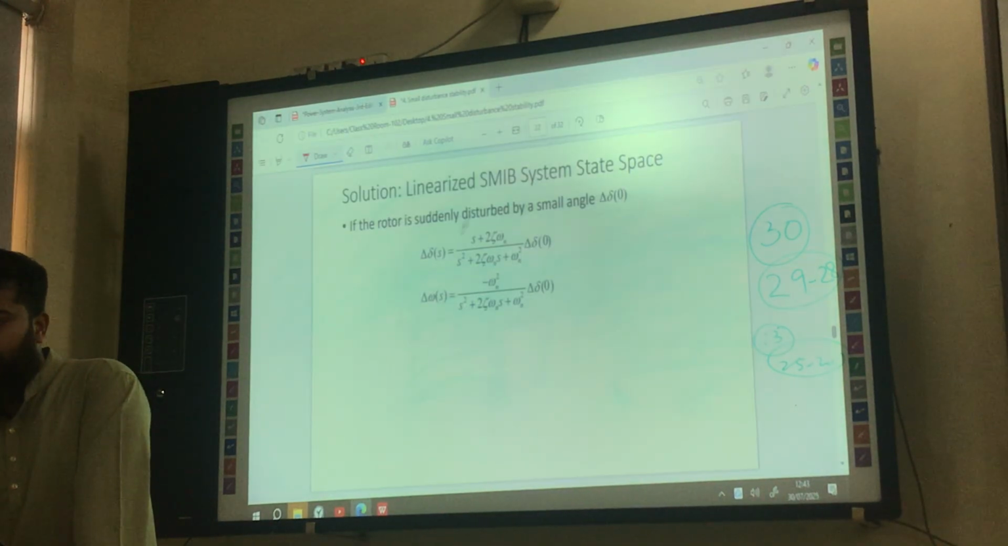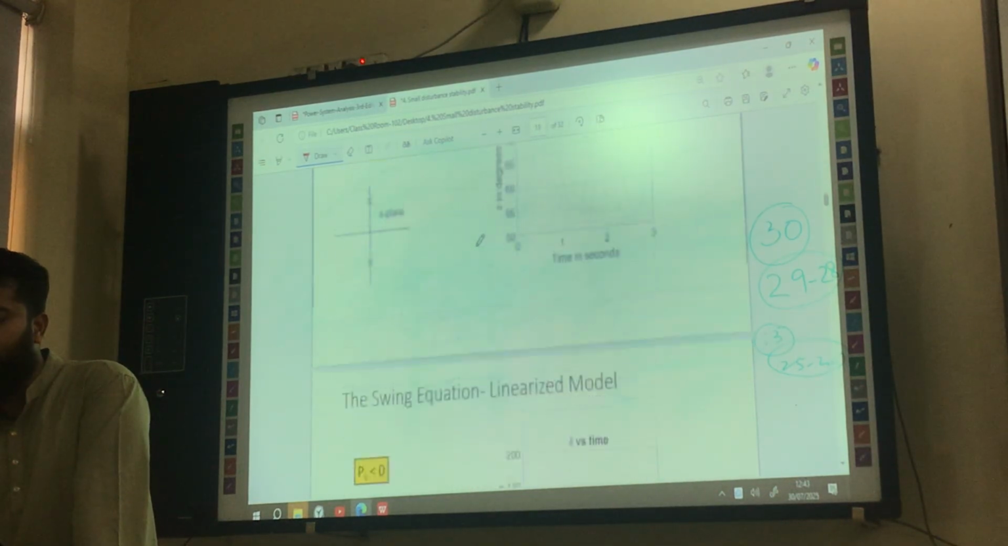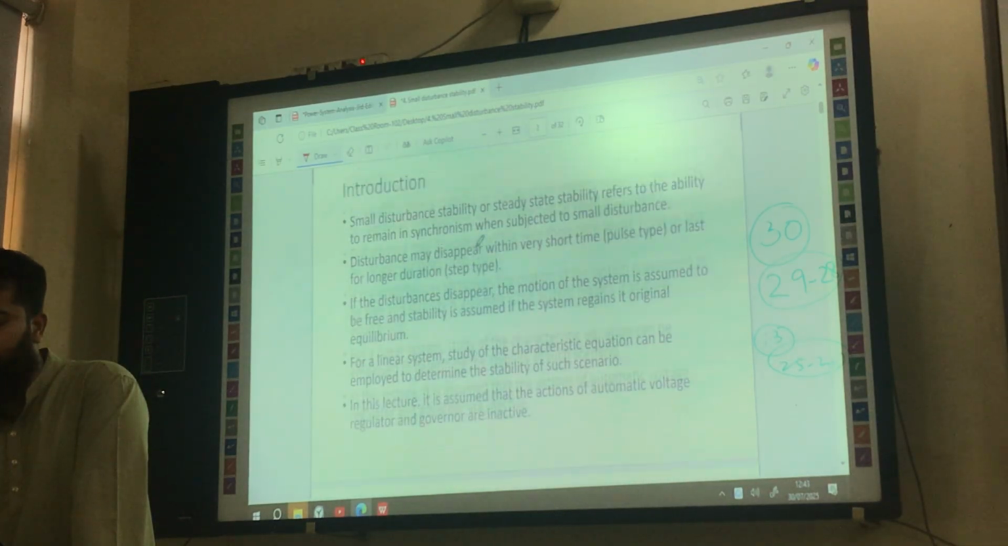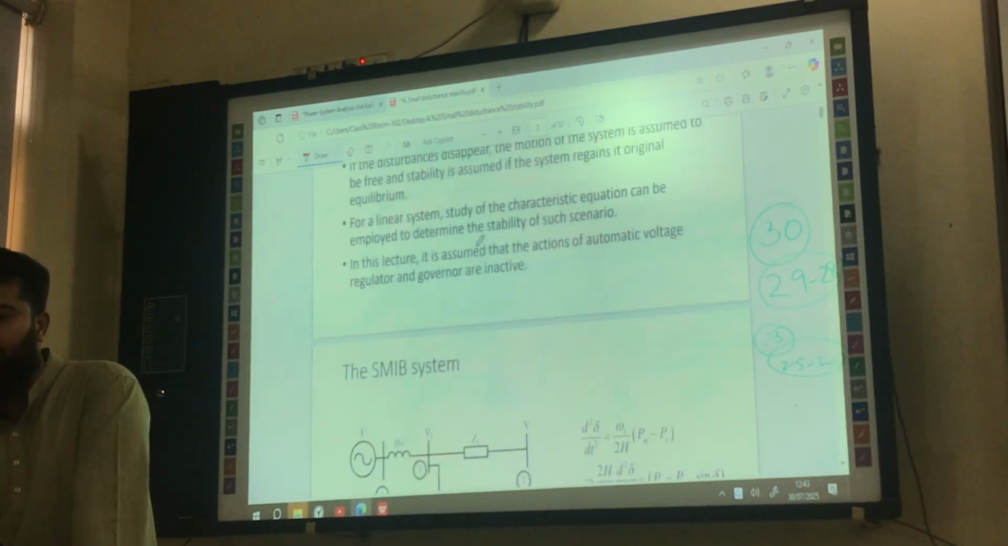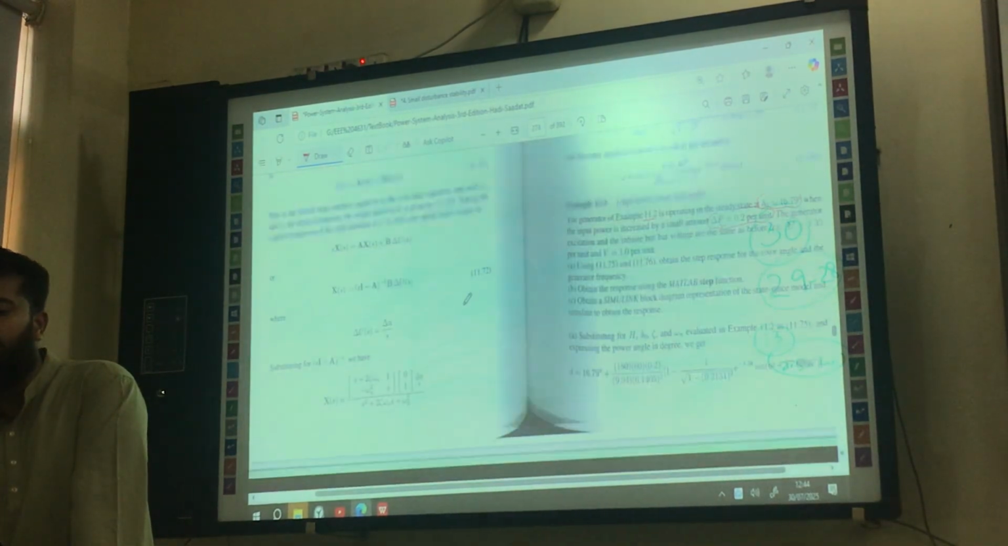So you can just go through this slide. It's called disturbance stability. And if you have any question in your mind, you can ask in the next class. Okay. Or anytime you can ask me. I will try to answer. Also try to go through these examples 11.2 and 11.3.